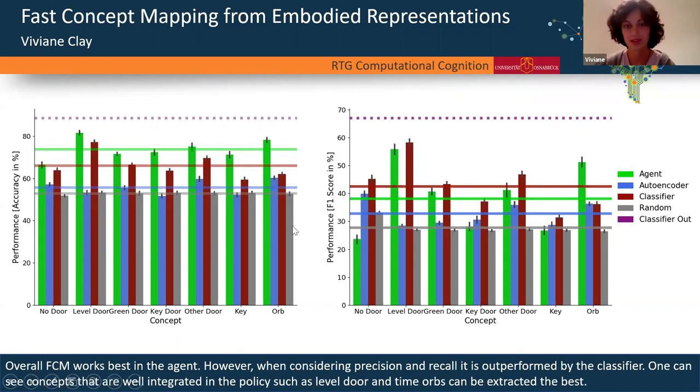So in accuracy, on average, the agent actually outperforms all other conditions except for the classifier readout layer, which was trained fully supervised, with weights going from each neuron to the output classification. And when taking into account the precision and recall as well, the classifier is a little bit better than the agent overall in extracting the different concepts out of the representation. And this is all for 5 examples for each concept.